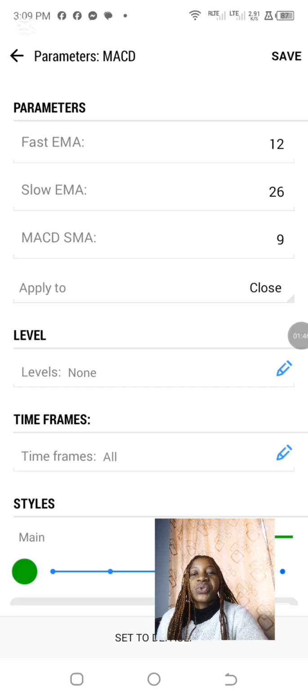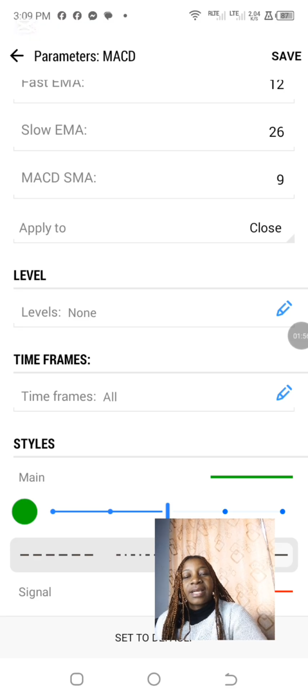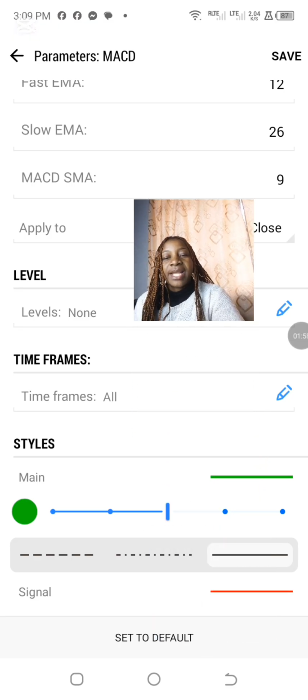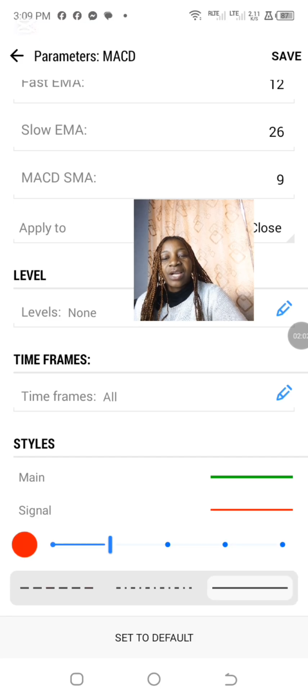Fast EMA must be 12, slow EMA must be 26, MACD SMA must be 9, apply to close. Levels 9. Time frames, all time frames. On the style, on the main line, I choose the color green. You can choose any color of your choice. On the signal line, I choose red. You can choose any color of your choice. When you are done, you click save.